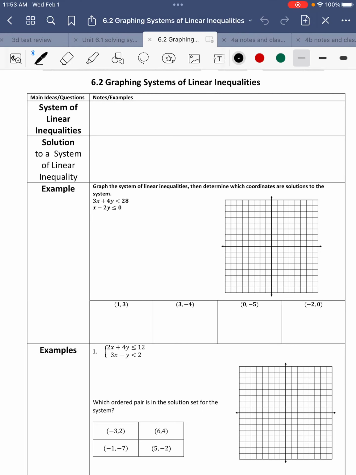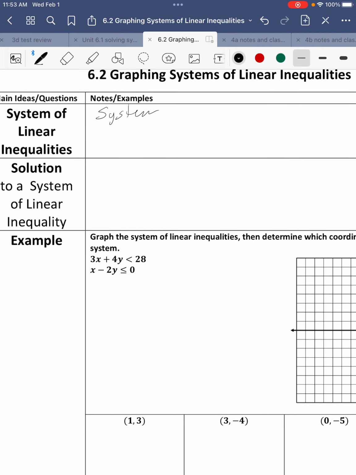All right, systems of linear equations. So a system is multiple equations. Linear means that they're all going to be straight lines.